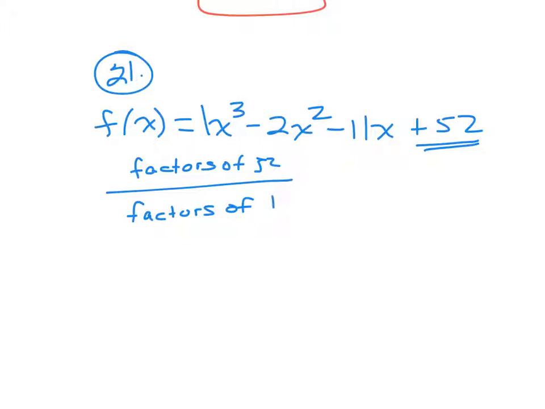So this is number 21 off of the chapter 4 and 3 test, which said to list all possible rational zeros. I have begun that process already. To do that, we take the factors of the constant, 52, over the factors of the leading coefficient, which is 1. The factors of 52 are plus or minus 1, plus or minus 2. 4 goes into 52.